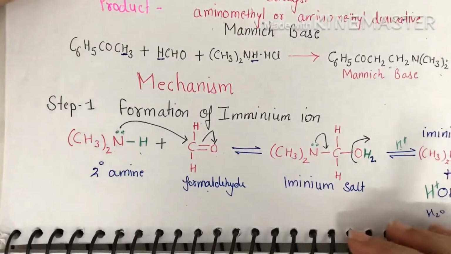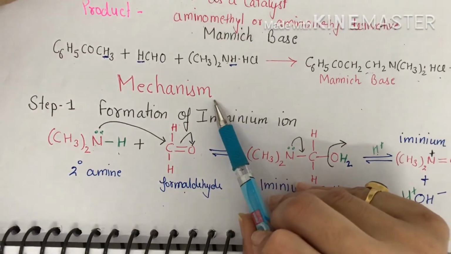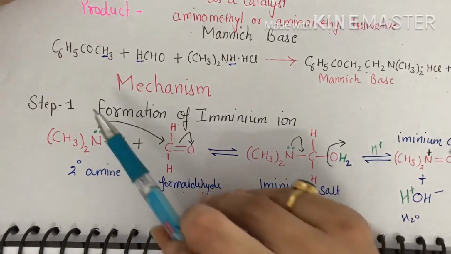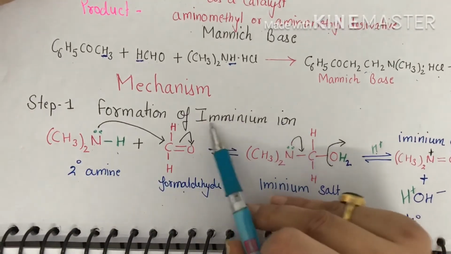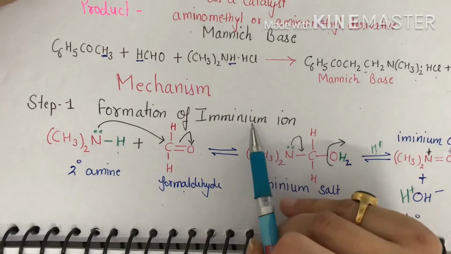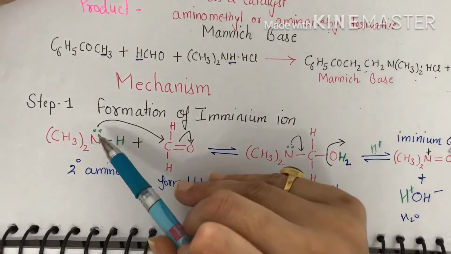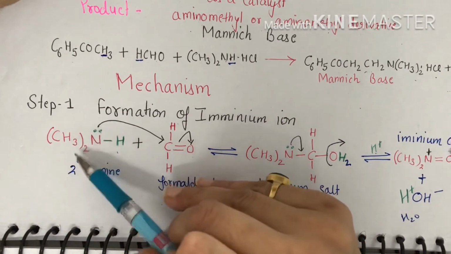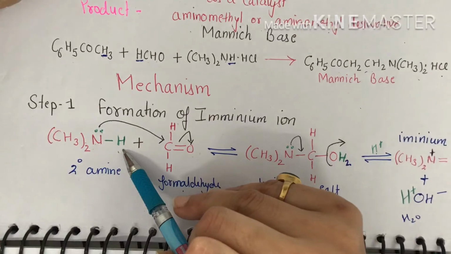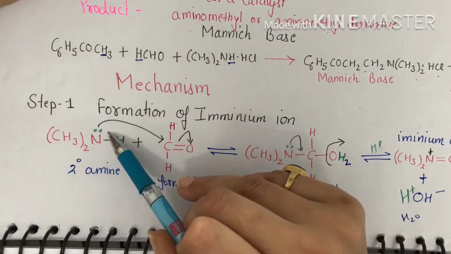Now the mechanism of this reaction. It is done in 3 steps. Step 1 is formation of iminium ion. How is iminium ion formed? When a 2 degree amine, that means the nitrogen atom has 2 alkyl groups and 1 H atom, the nitrogen has a lone pair of electrons.